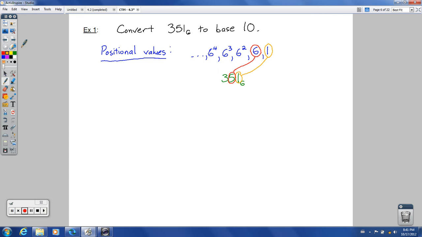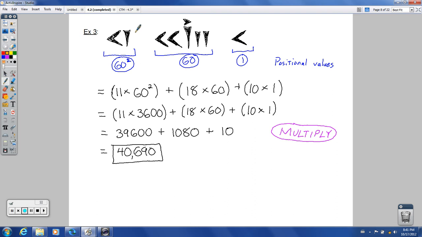So that's basically how I'm doing this. Look back here, it's the same sort of thing. We had equals, and we had 11 times 60 squared, 18 times 60, 10 times 1. So here we're doing the same sort of thing. We're going to say that we have 3 times 6 squared.